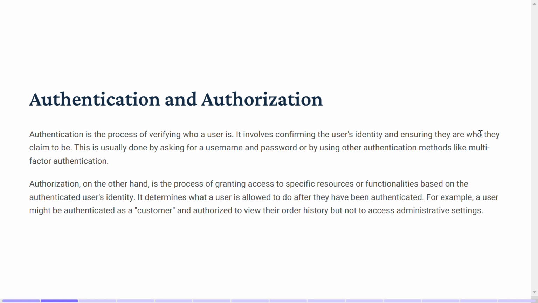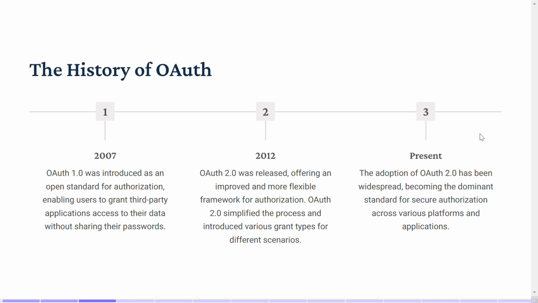In simple terms, authentication is nothing but checking whether the person is valid or not, and authorization means giving you access to perform specific things. Okay, now we have understood authentication and authorization. Let us dive into the history of OAuth.